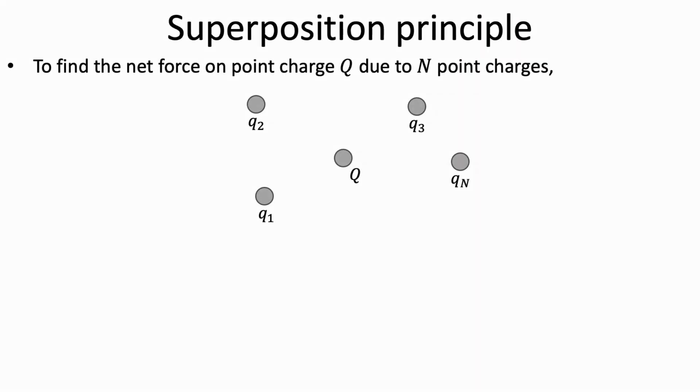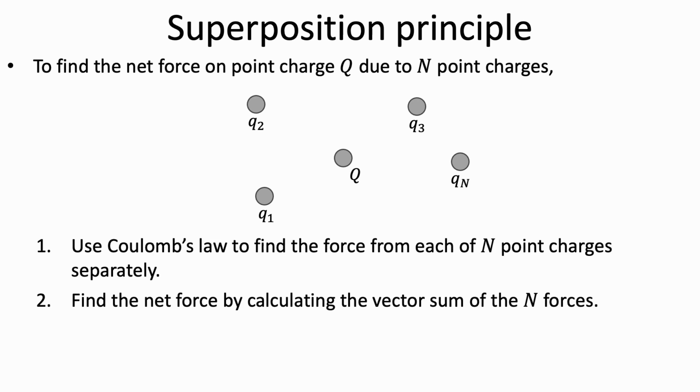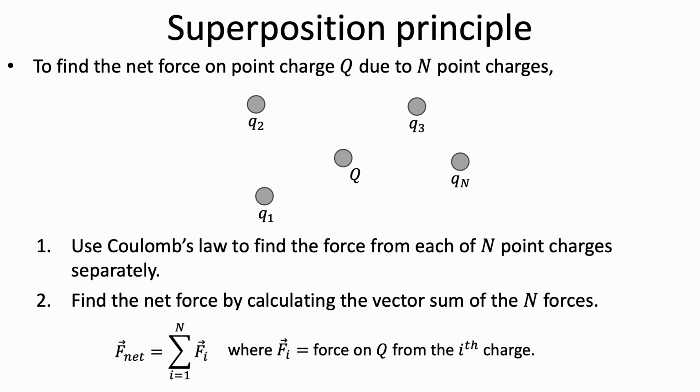The approach we just used is known as the superposition principle, which says: to find the net force on point charge big Q due to N point charges, we use Coulomb's law to find the force on big Q from each of the N point charges, then find the net force by calculating the vector sum of the N forces. Mathematically, this principle can be expressed this way, where the Greek character sigma indicates a sum over all N point charges, and F sub i is the force on big Q from the ith charge.